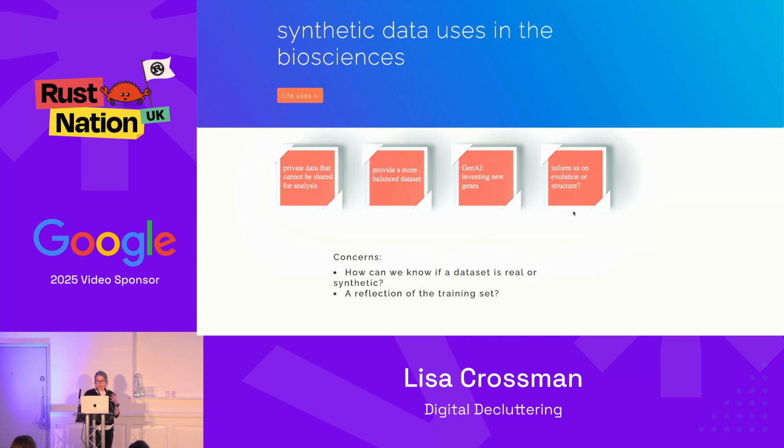Another possible area is inventing new genes of a particular type, so possibly something like improving washing powder enzymes. Can it tell us more about evolution or protein structure? But of course, at the back of everyone's mind are still some concerns. How can we know if the data set that someone's given you is real or synthetic? Could there be some kind of malicious intent? Is it just a reflection of the training set? You could be missing out on some important edge cases.